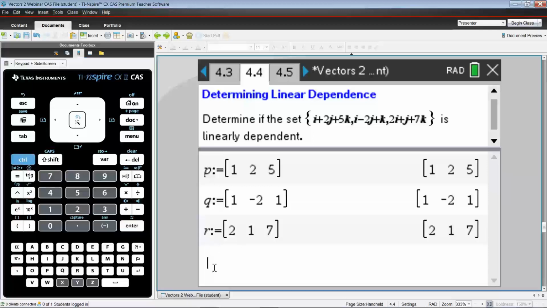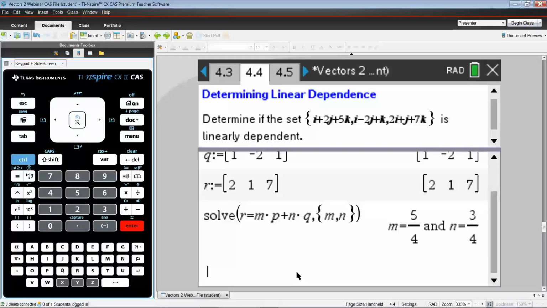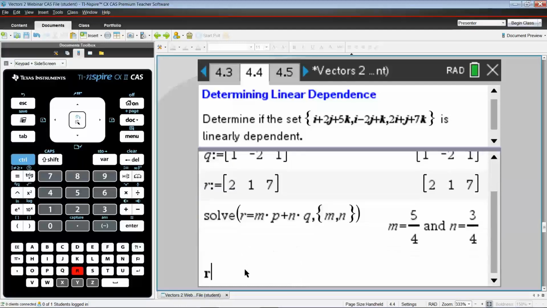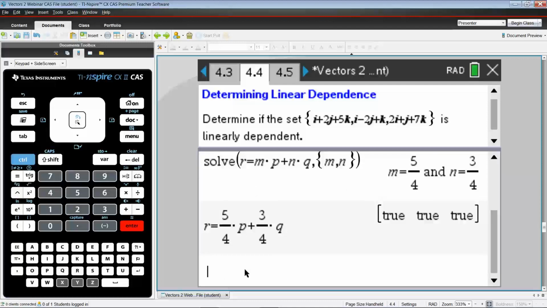I'll start by doing c equals ma plus nb, except I'll use p, q, and r in this case. So menu 3, 1, let's solve r equals m times p plus n times q for m and n. And I actually get a unique solution: m equals 5/4 and n equals 3/4. So vector r is 5 quarters times vector p plus 3 quarters times vector q, and that is true. So this is a linearly dependent set.